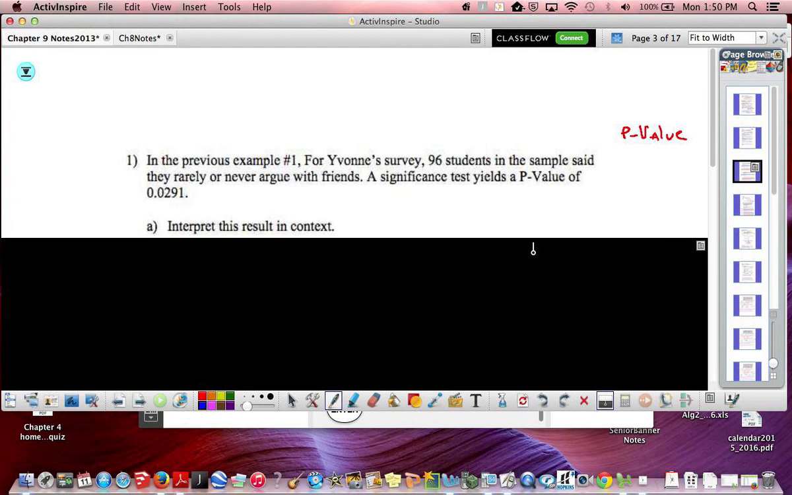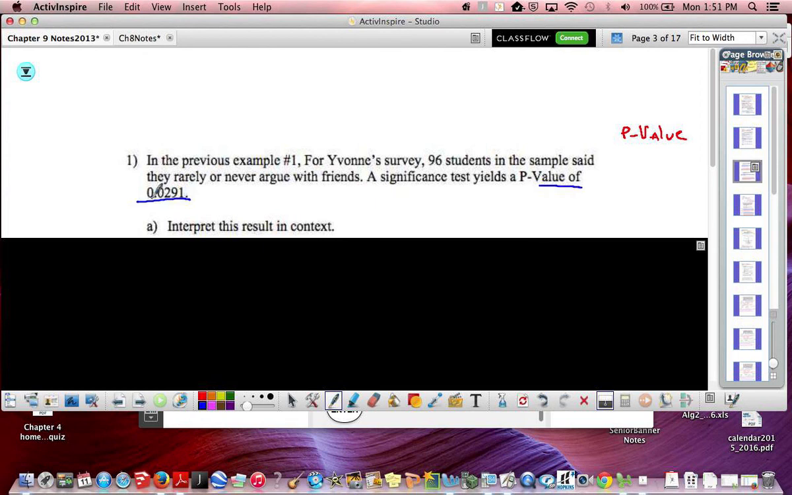In number 1 here, it says, in the previous example, for Yovan's survey, 96 students in the sample said they rarely or never argue with friends. A significance test yields a p-value of 0.0291. I'm just making up numbers right now. Sorry about that. But here's our p-value.